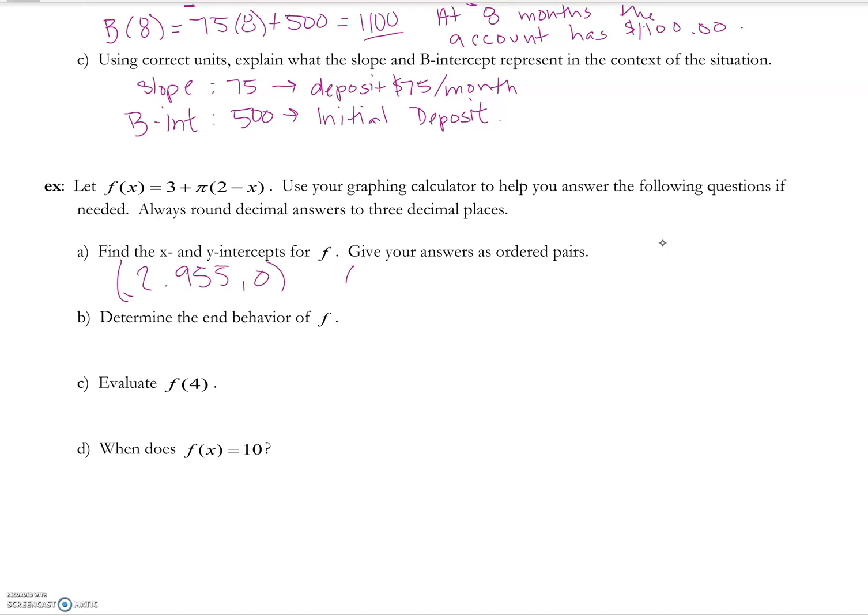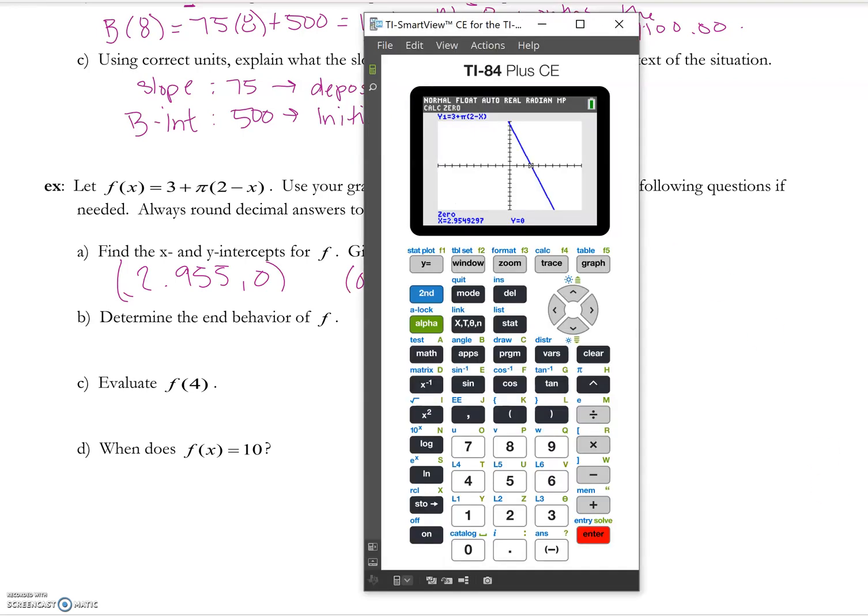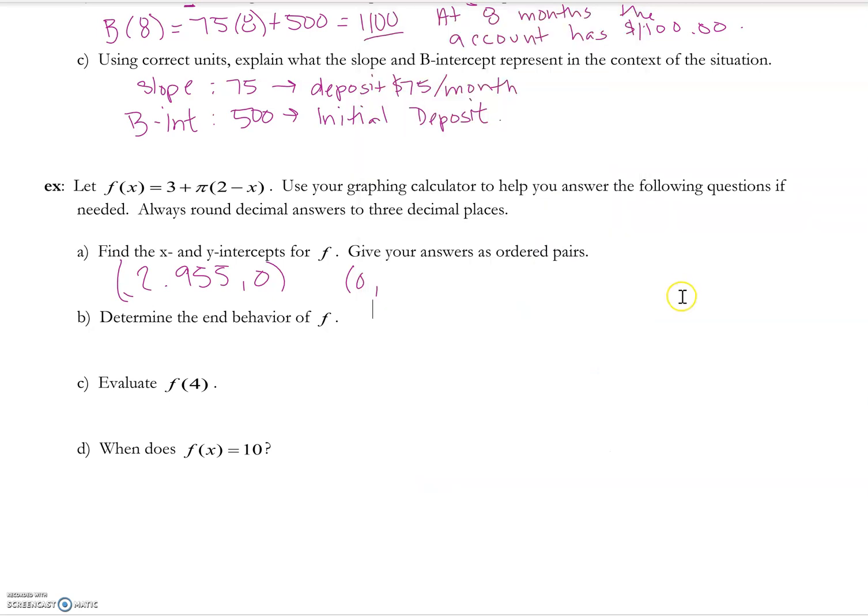When I find my y-intercept, I know that the x value is 0, which is going to help me on my calculator. I can hit second trace, number 1 for value, and since I know the x value has to be 0, I just type in 0, and I get my y-intercept is 9.283.